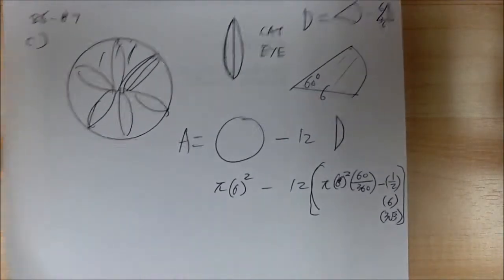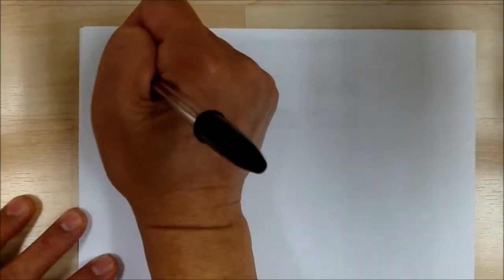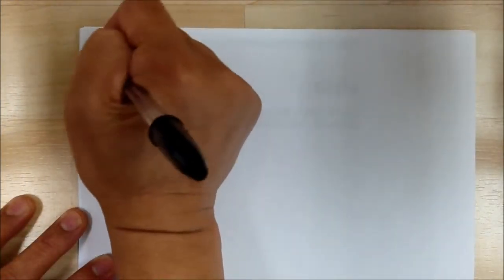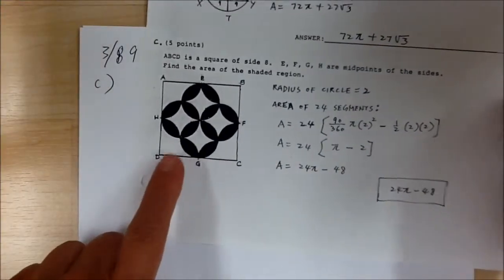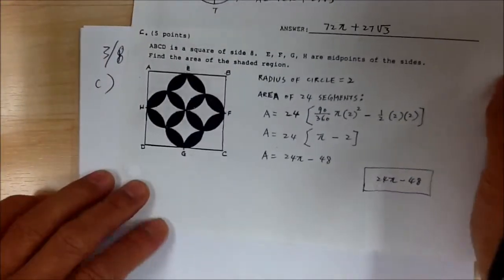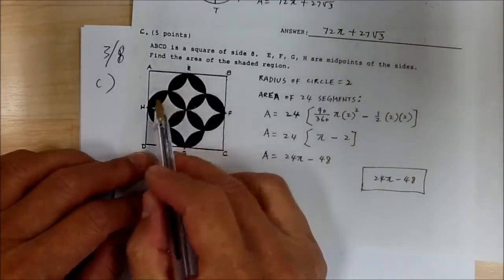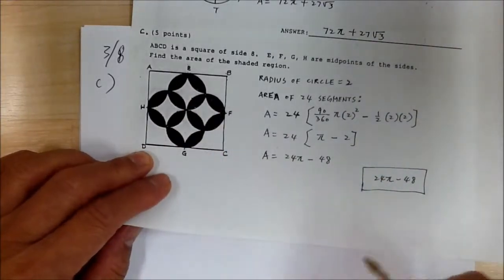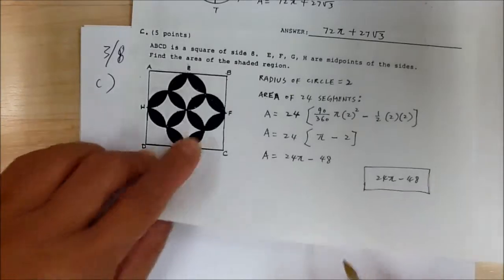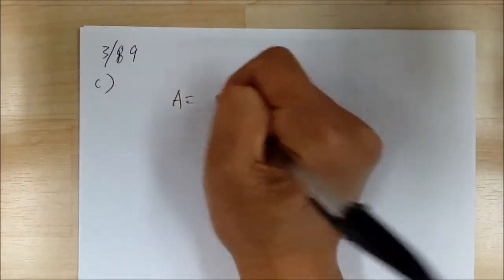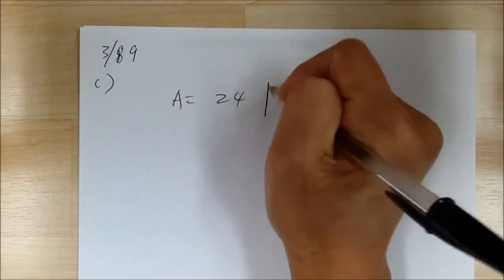So go to the one that says 3/89, the C problem. So it's this one over here. You can notice that you count the number of cat eyes, 1, 2, 3, 4, 5, 6, so there are 12. So this one has 12 cat eyes, which means 24 segments. So basically area equals 24 segments.